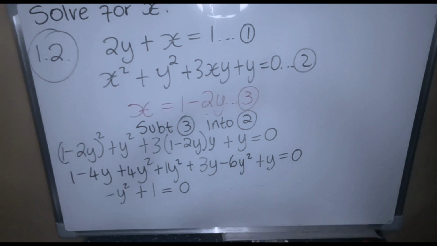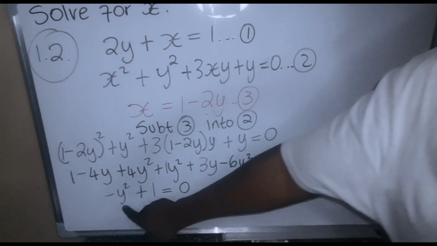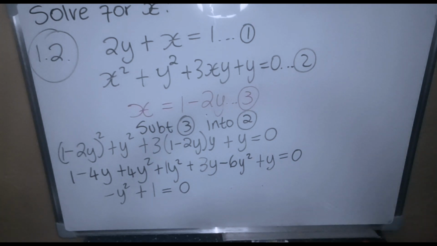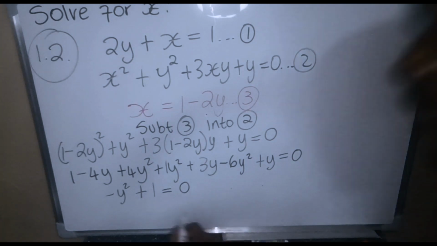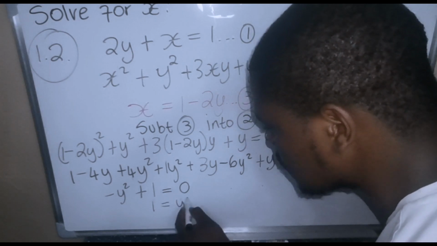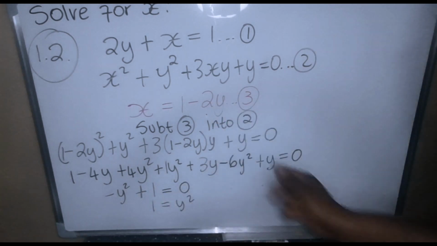To solve for y in this case, I'm going to transpose this y, I'm going to take this y to the right here. There are many ways to simplify this problem here. 1 is equal to y squared. Here, I just need to remove this negative, so I don't need it.